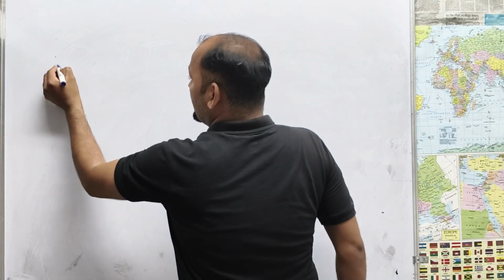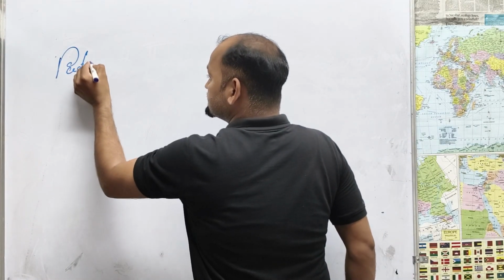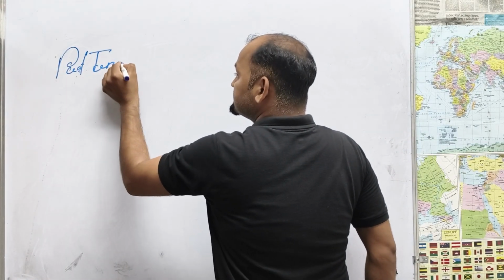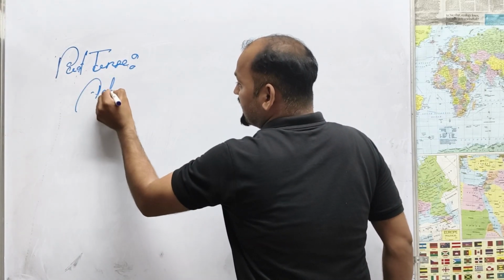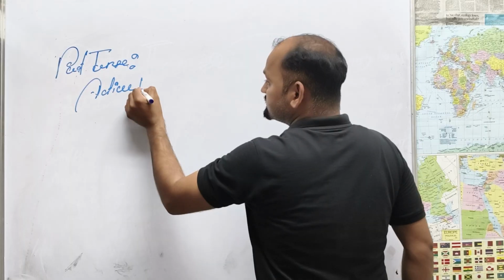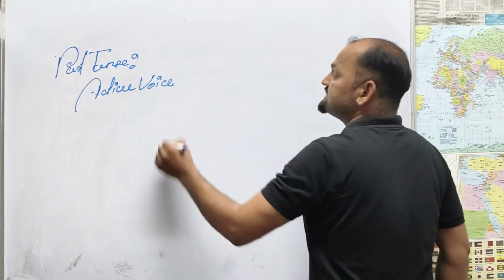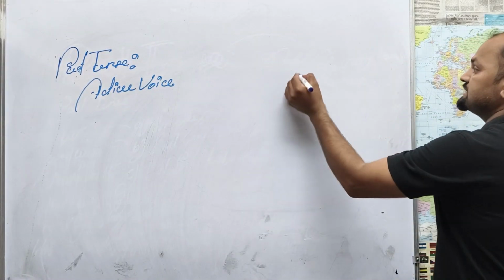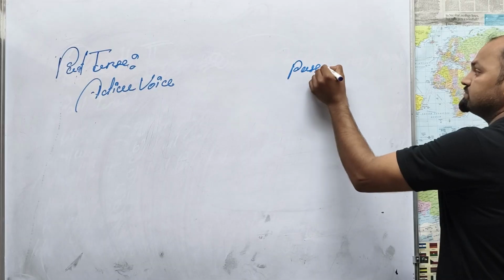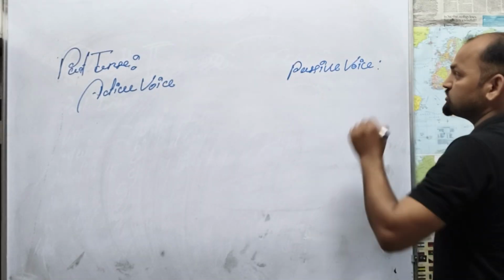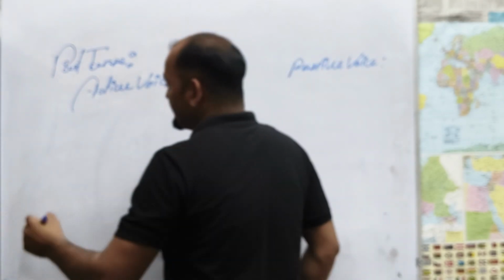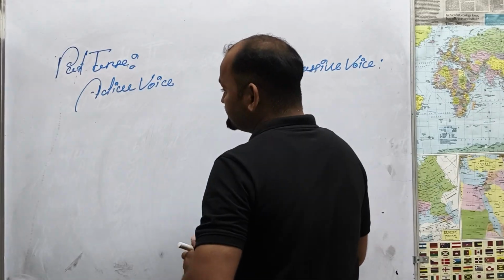Now, under this past tense, look at here. Number one, the first slide is active voice. The second part you have to write here is called your passive voice. Active voice and passive voice. Under active voice, just look at here.